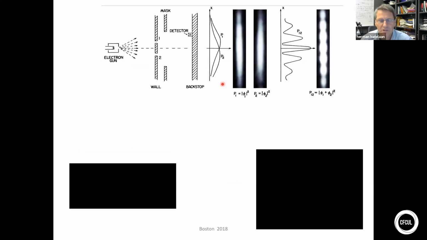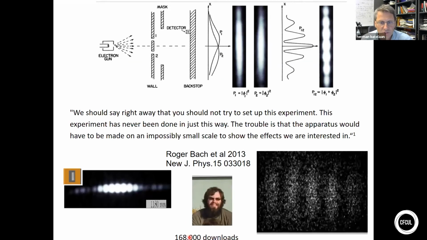Here is an experiment. This was done by Roger Bach. Here is closing the nano slits one at a time, and you can also record this one particle at a time, and that was well received, and it is all due to this wonderful person.